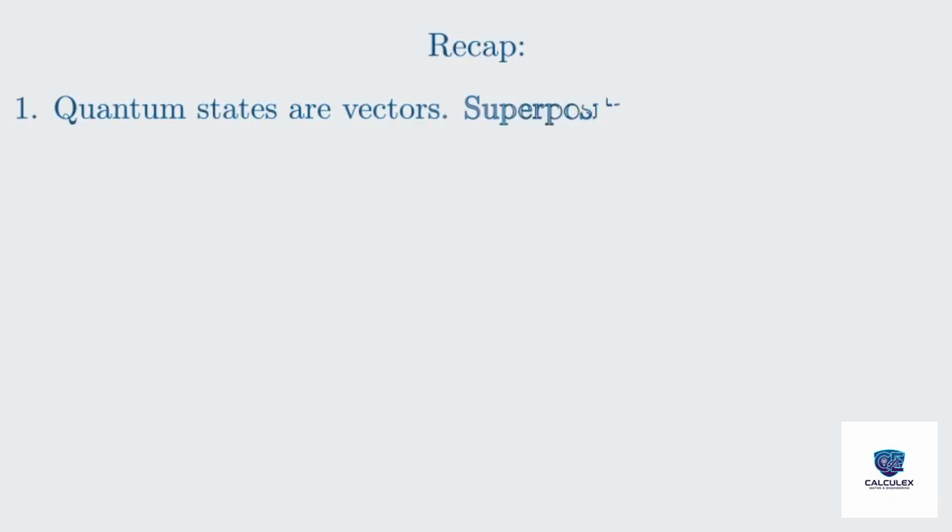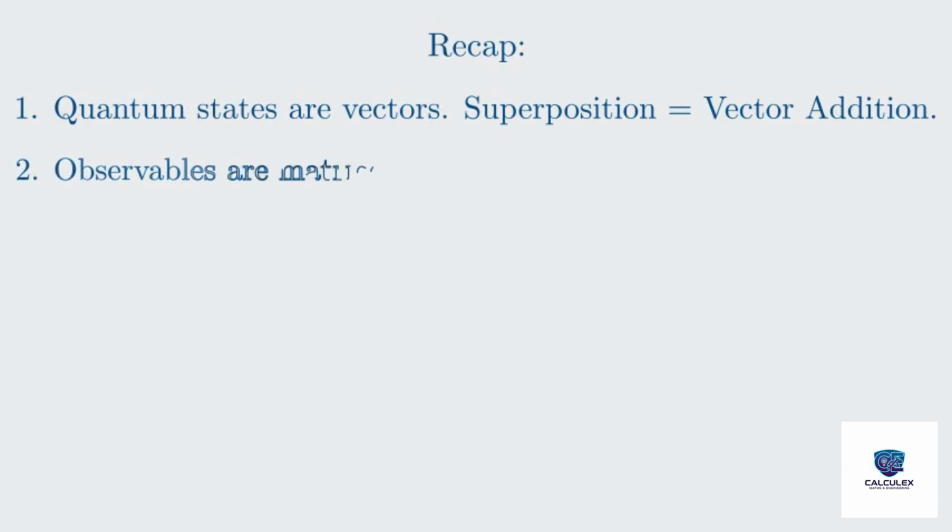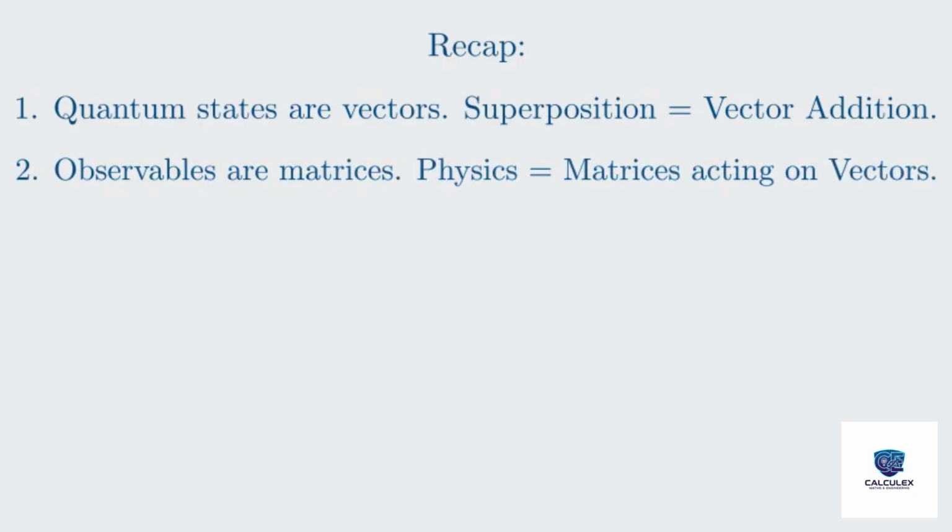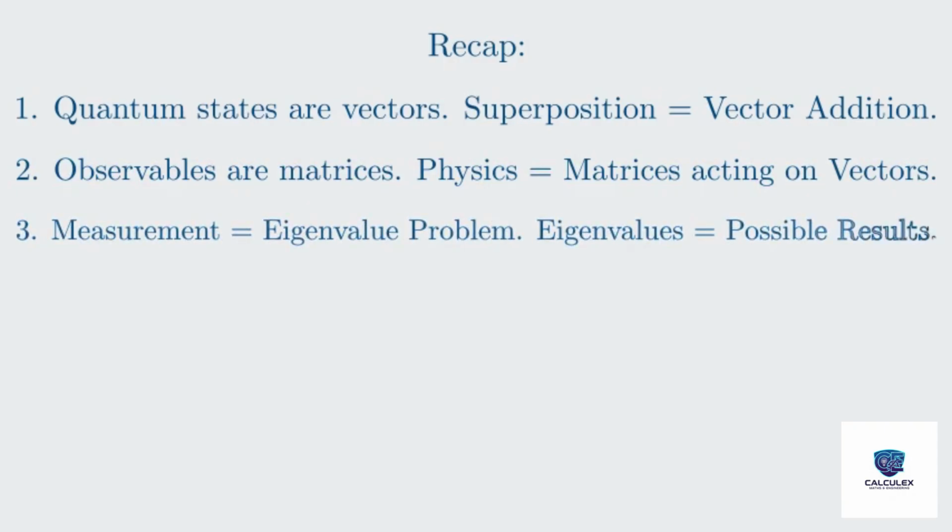Let's quickly recap what we've covered and then conclude. First, quantum states are vectors. Superposition is just vector addition. Second, observables, or measurable quantities, are matrices. And physics is all about how these matrices act on our vectors. Third, quantum measurement is an eigenvalue problem. The eigenvalues are the only possible results you can ever measure.